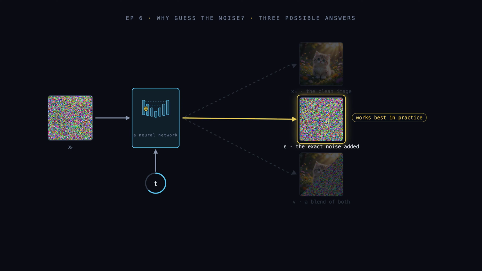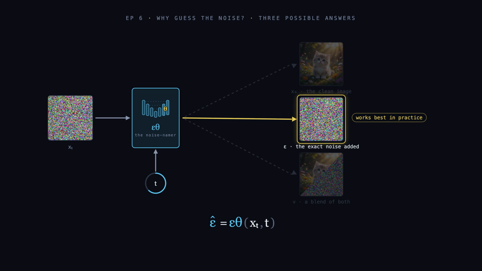The network receives xt and t, and its output is called epsilon theta. The small hat over epsilon means the estimate, because this is the network's guess, not the true noise.